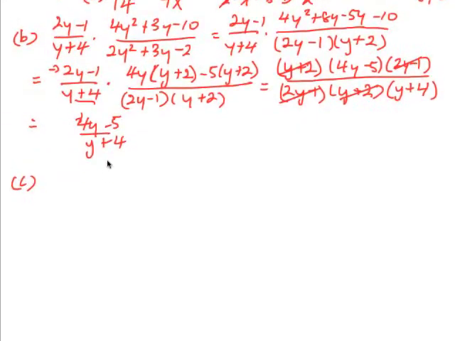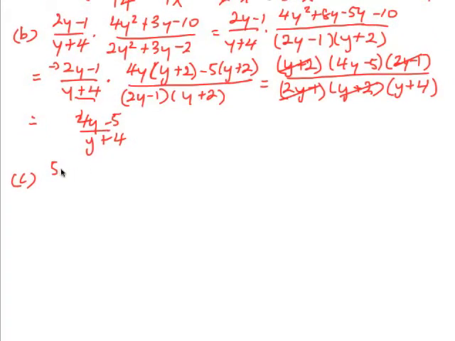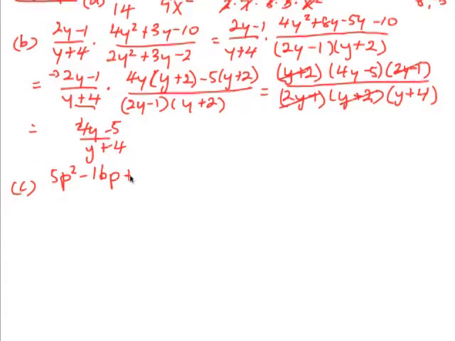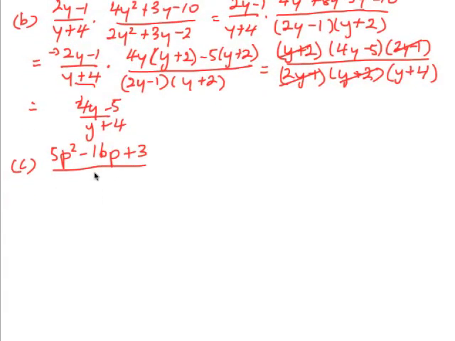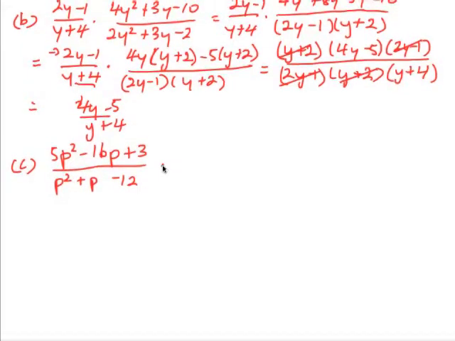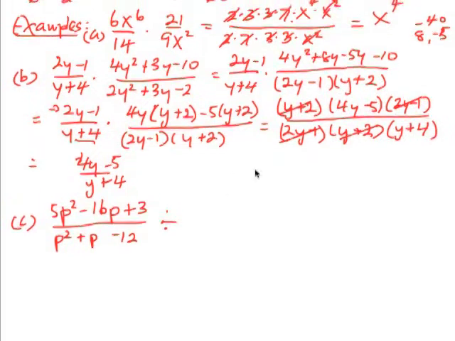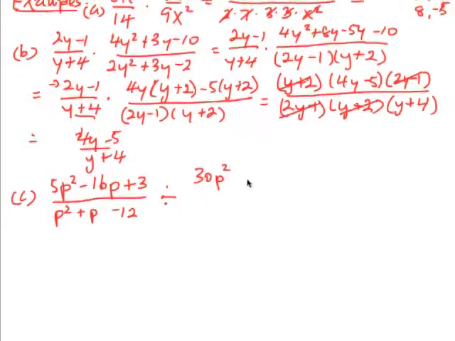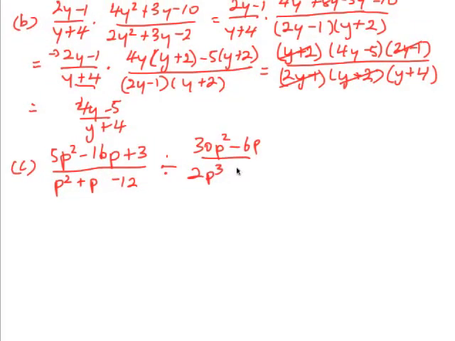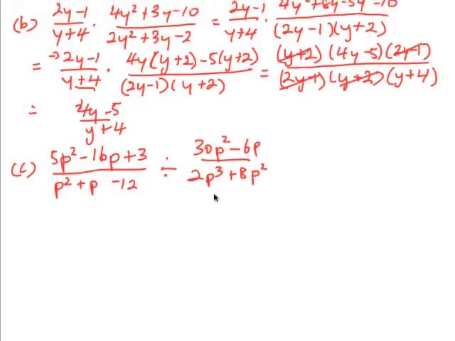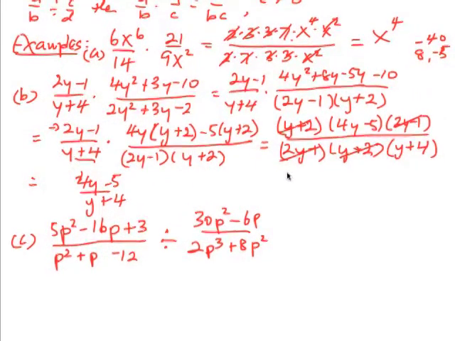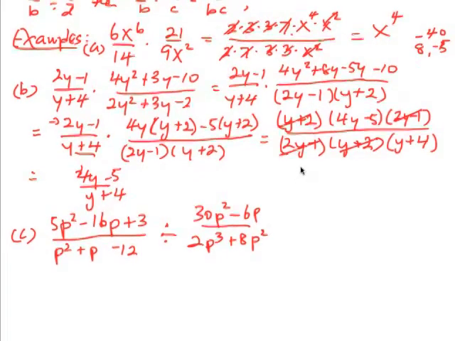Let's suppose we have 5p squared minus 16p plus 3, all over p squared plus p minus 12, and then we're going to divide by 30p squared minus 6p all over 2p cubed plus 8p squared. Alright, so the first thing is we have a divide. So the first thing we ought to do really is we ought to factor as many of these polynomials as we can.